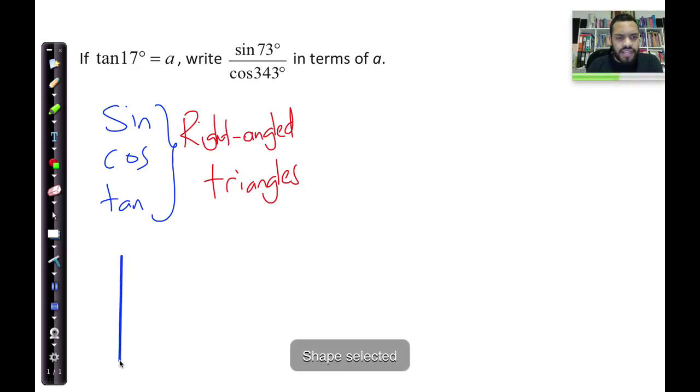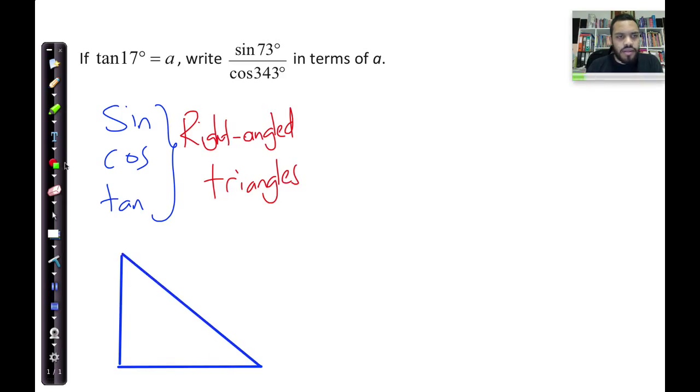Okay, so to do that, here's a triangle, and let's see how we can solve the questions relating to this particular right-angled triangle. Now, the very first thing to note here is that tan 17 is equal to A. Tan 17 degrees is equal to A. No restrictions have been given on the quadrants here. So what we can say, tan of 17, if this is 17 degrees, remember that this here is 90 minus 17, which will be 73 degrees, and then tan of 17 is equal to A.